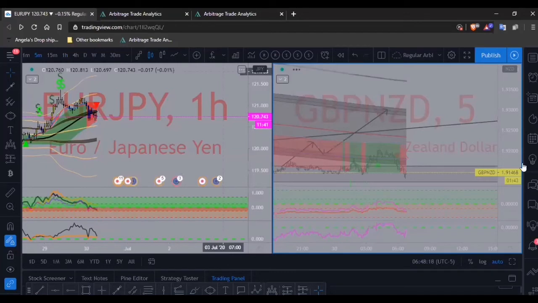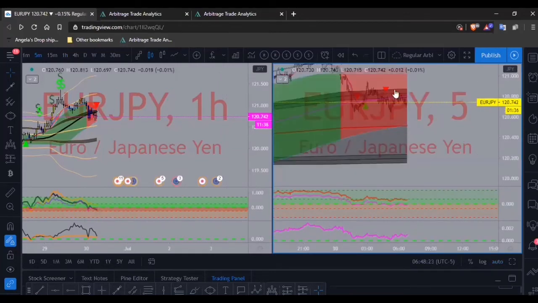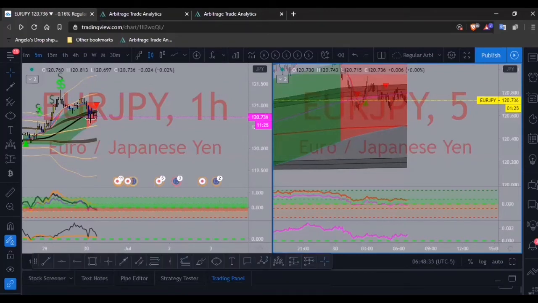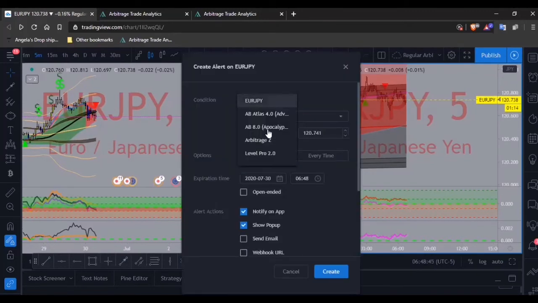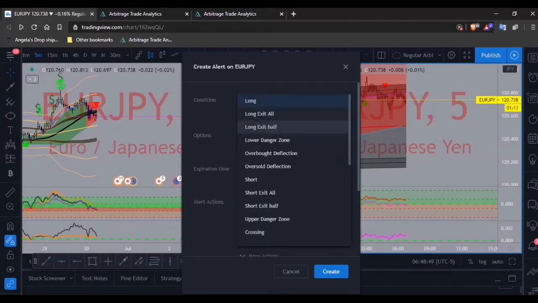All right, Euro JPY is already called for the sell. Awesome. And it already looks like it's retested. We got the breakout on the 5-minute, retested. So this looks like it's already going for the sell right now. What I would suggest, and it doesn't look like it's that far away from this entry, is to set the alert for both the 1 hour and the 5 minute for the short exit all, because this already looks like a solid trade to me.